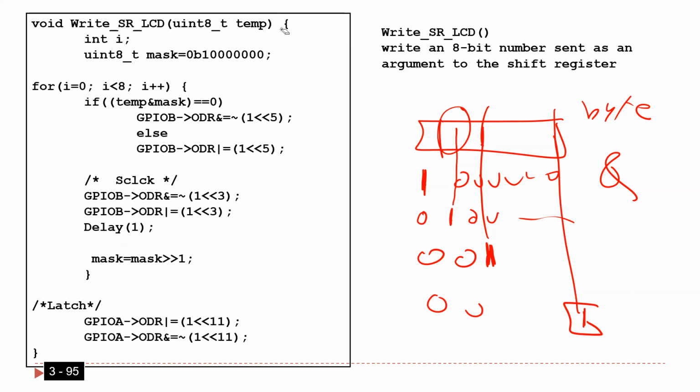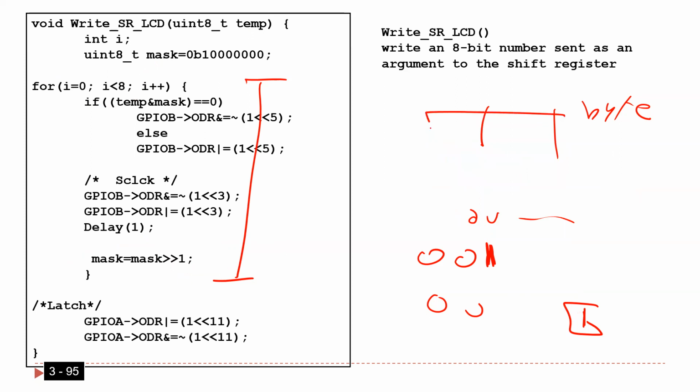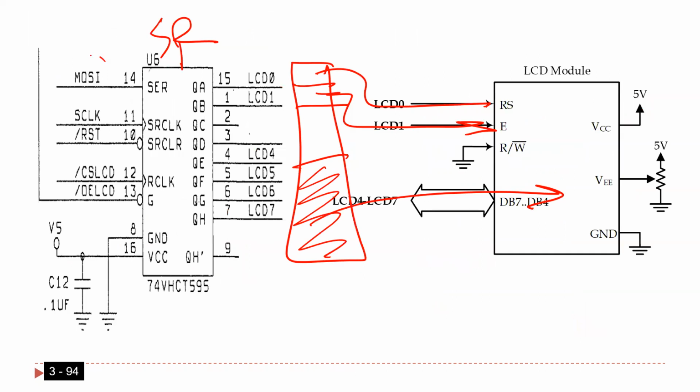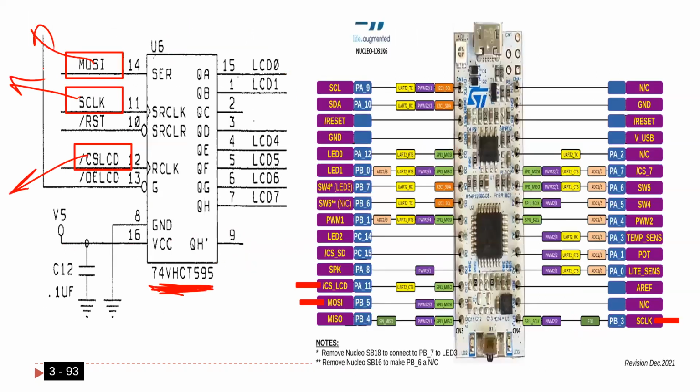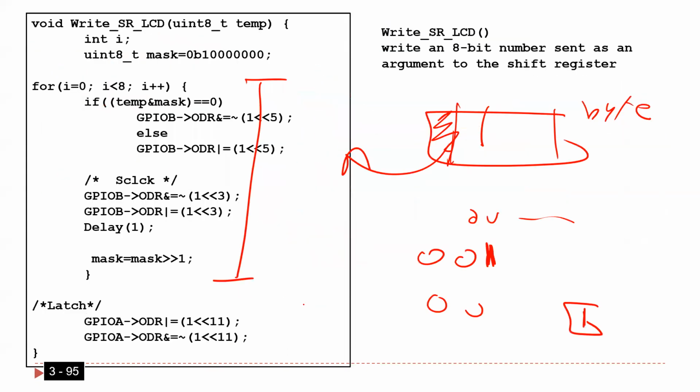So again, as I told you guys, I'm going to make a for loop 8 times. In every iteration, as I told you, I have to copy, for example in the first iteration, I have to copy this bit to this pin, to this one, MOSI. And MOSI, as you see here, is PB5. So I have to write here 0 or 1. This is based on these values. That's exactly what I did.